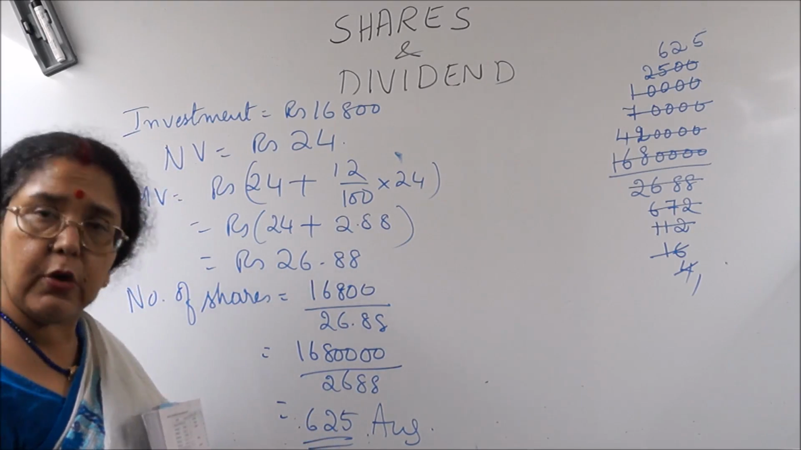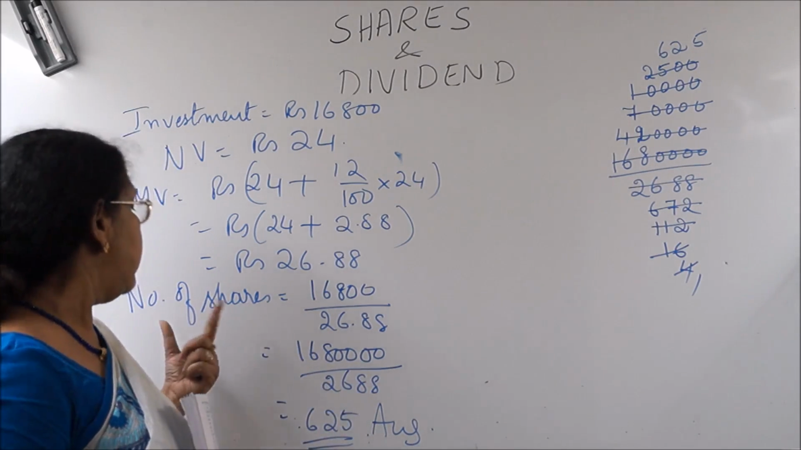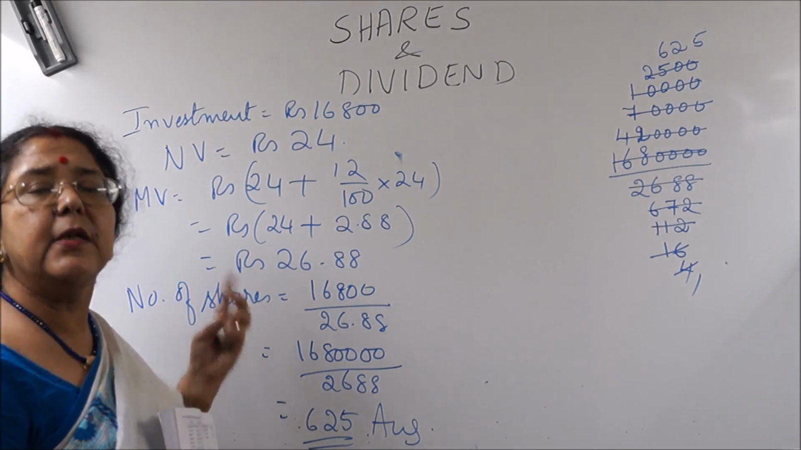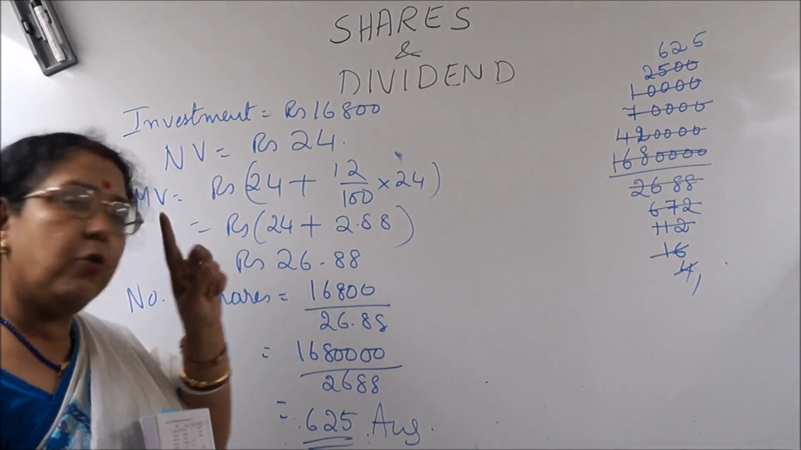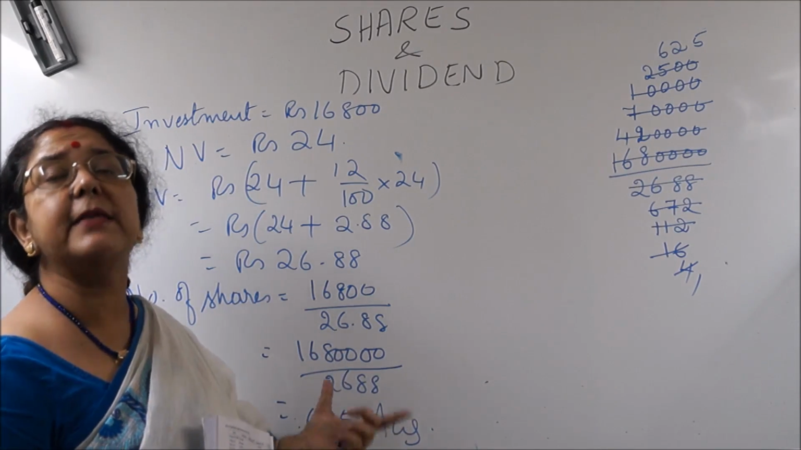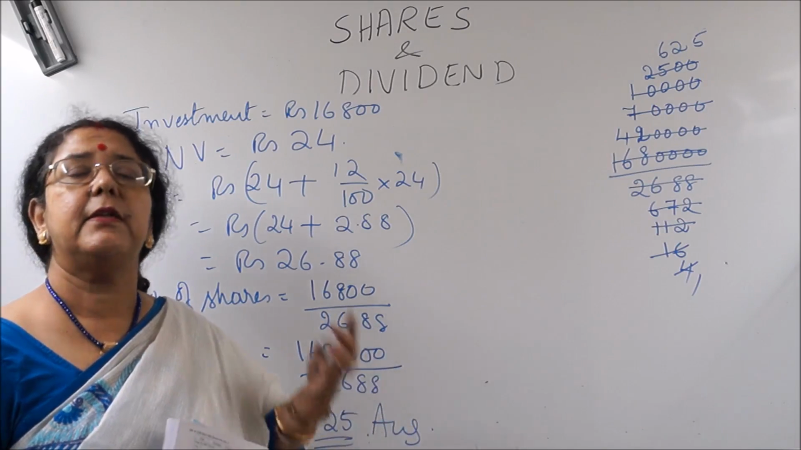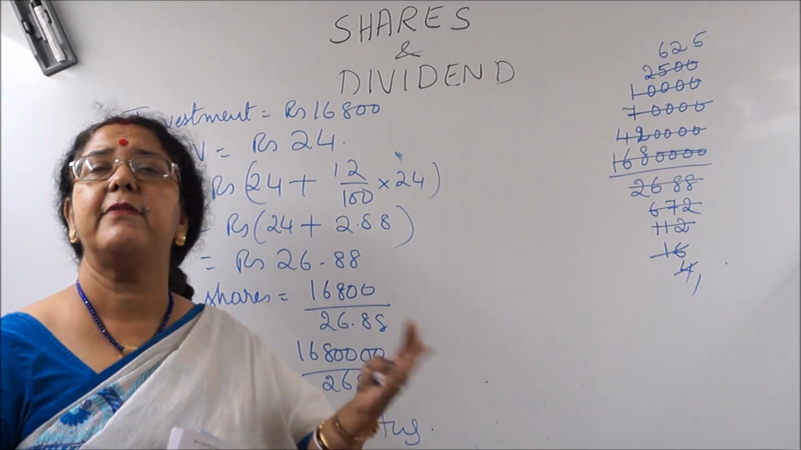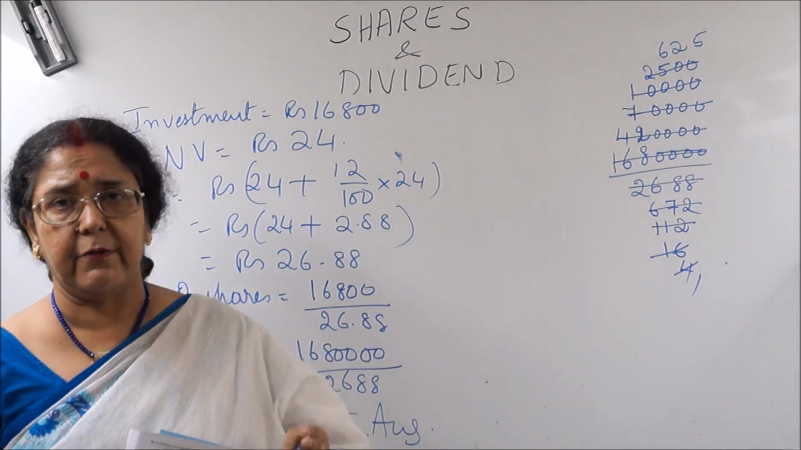Here of course it is a whole number, but if at all you get any decimal fraction when you are calculating the number of shares, ignore the decimal part and take only the whole number part. Only in one year in the board question the number of shares came as 65.5. That year the benefit of the doubt was given, whether the child took 65.5 as 66 or as 65 or even as 65.5, marks were given.